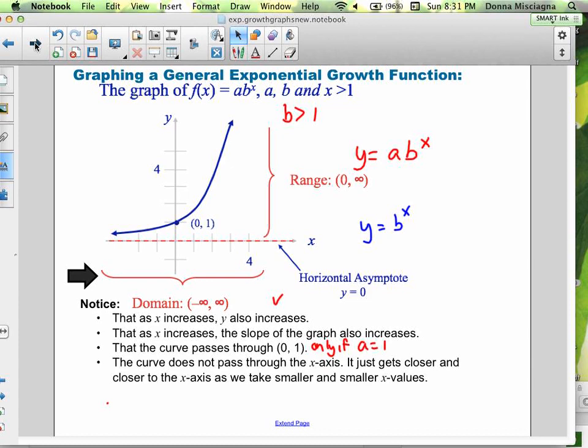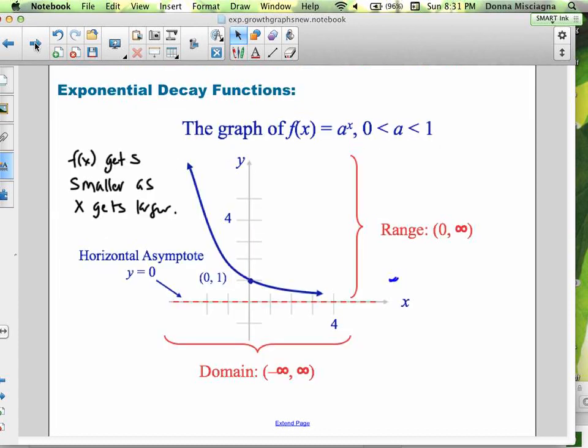And you have this in your notes. You also have exponential decay, right? Same information, right? And this time f of x is going to get smaller as x gets larger. Again, horizontal asymptote, y equals 0. Domain, negative infinity to infinity. Range, 0 to infinity. Right?